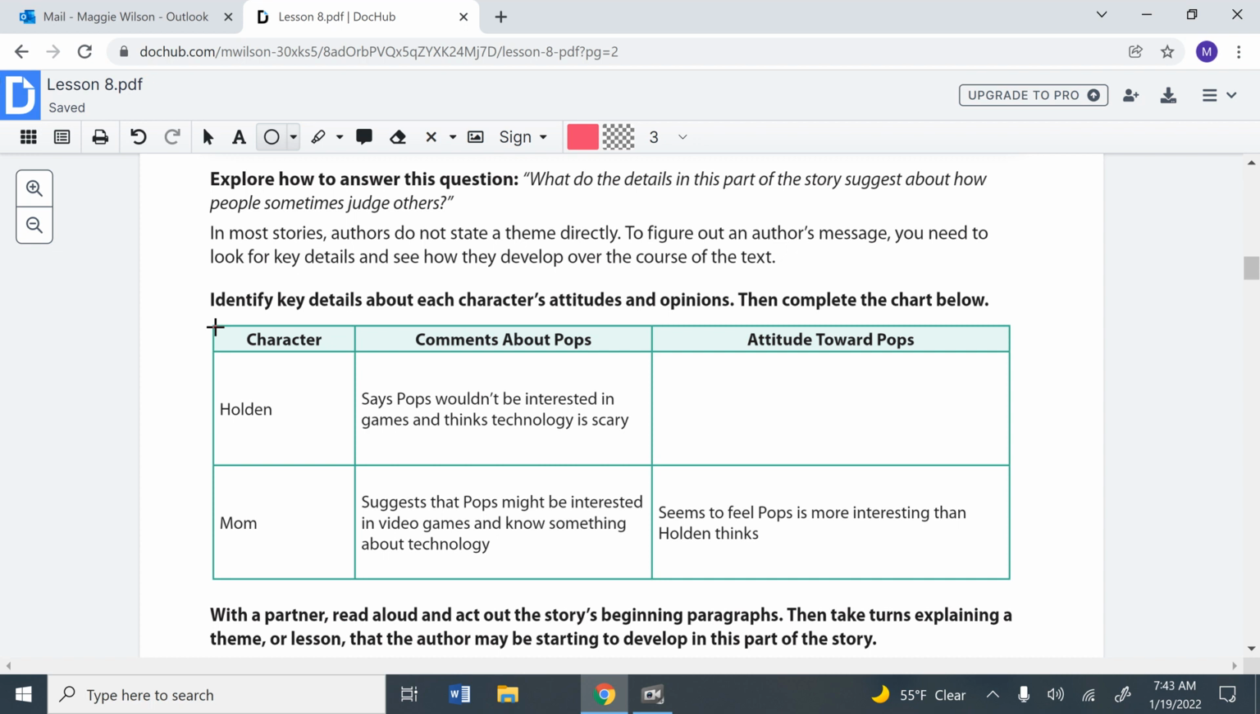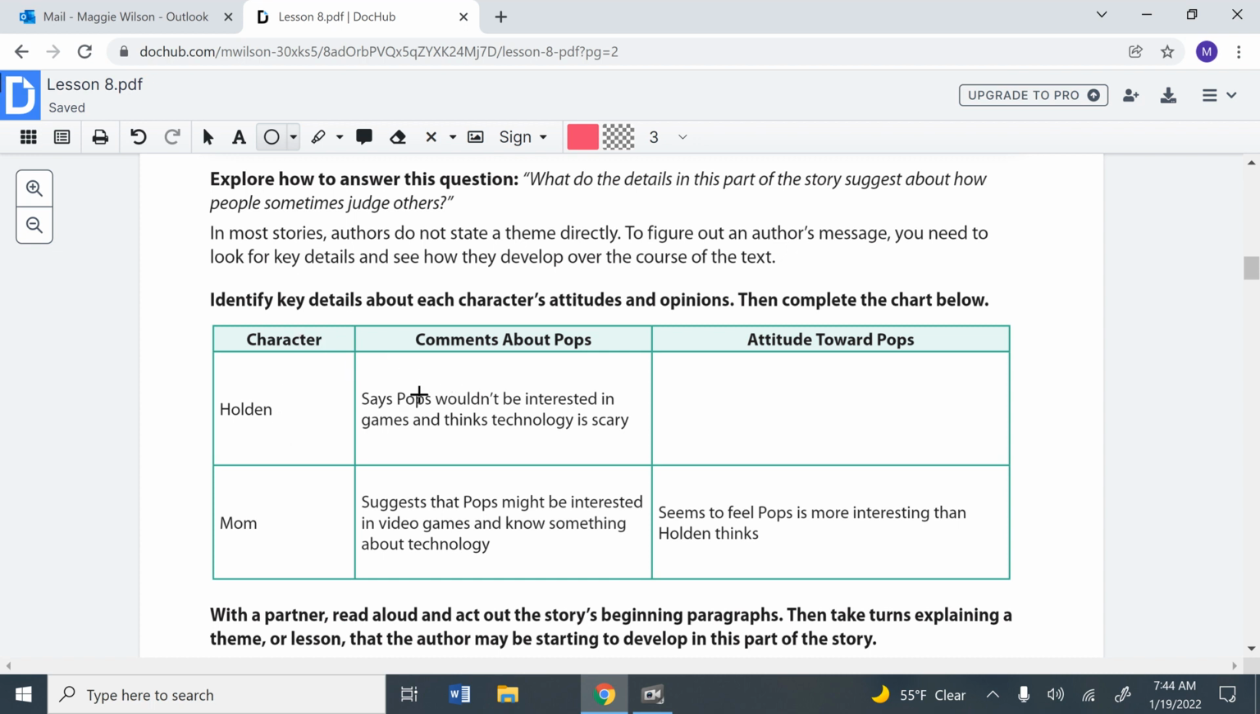Now, Holden's mother asks Holden if he has ever tried to show his grandfather one of the video games. And he says, no, obviously, and then she says that Pops might surprise you. So Holden seems to think that his grandfather would never be interested in video games because he thinks he doesn't understand the technology. However, his mother's words suggest that she feels that his grandfather is more interesting than Holden thinks he is. So let's go ahead and fill out the chart with that information.